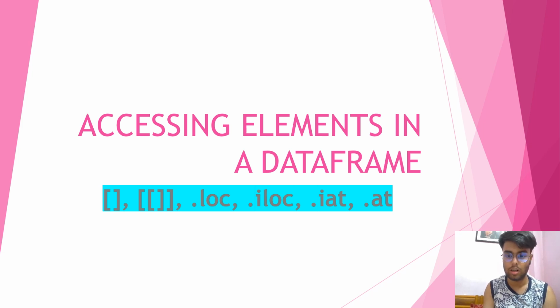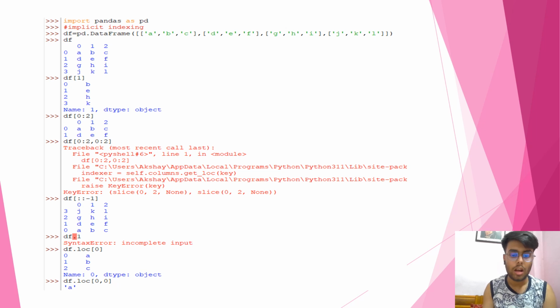So hello everyone, today we are going to discuss accessing elements in a data frame using square brackets, double square brackets, dot loc, dot iloc, dot iat. Right, so moving on, let us look at it carefully.